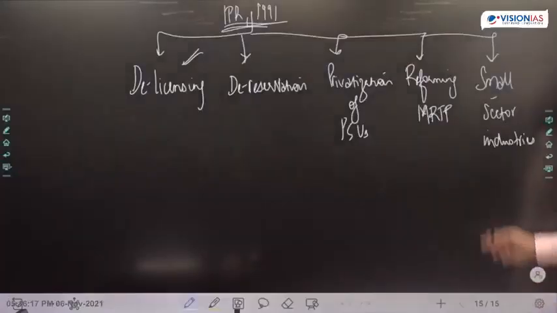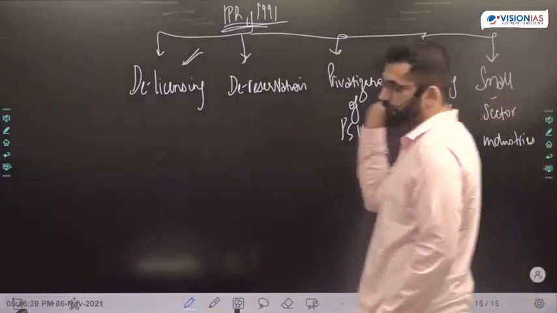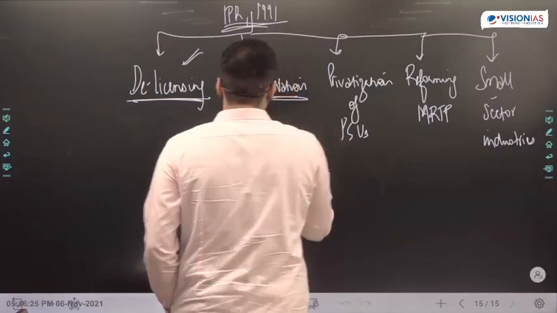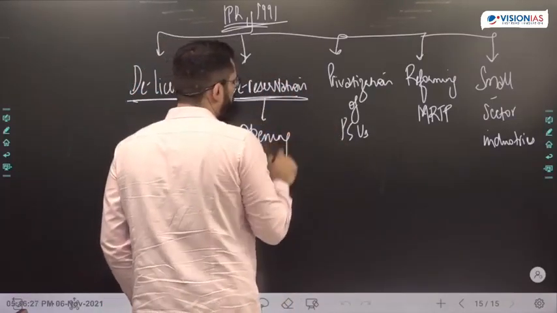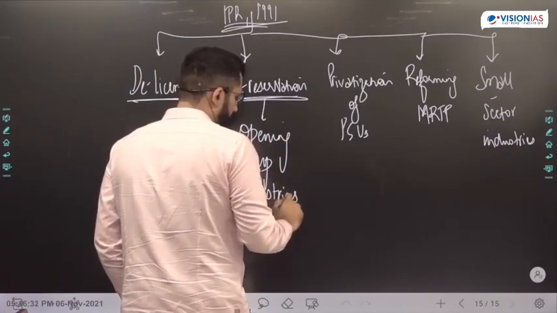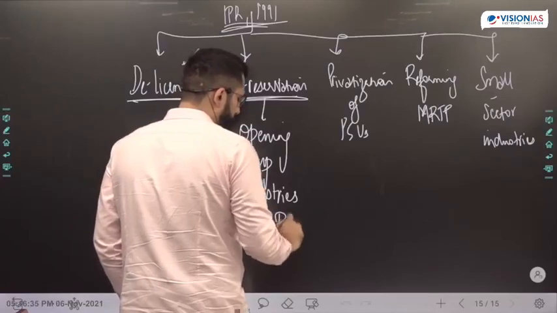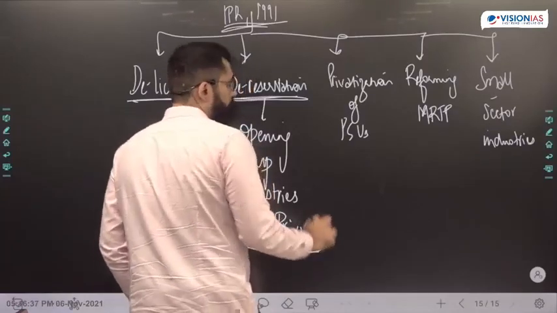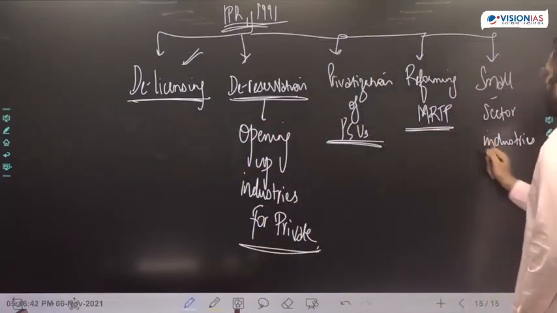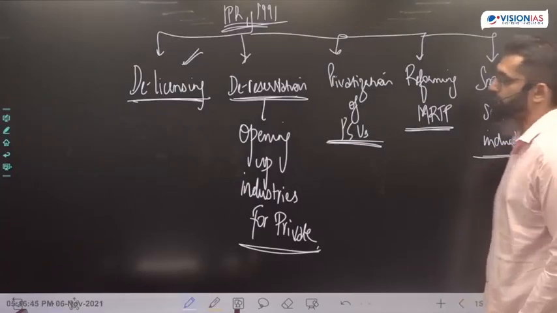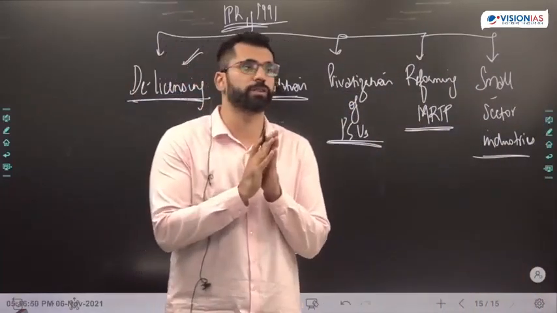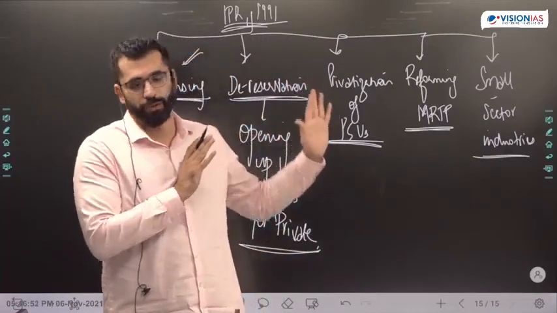And what were the reform measures? Delicensing. I'll repeat these things along with features. Delicensing, dereservation, opening up industries for the private sector. Privatization of PSUs, reducing the role of PSUs. Reforming the MRTP Act, promotion of small sector enterprises. Any doubt here? This is the complete background of your Industrial Policy Resolution, and this is what the resolution was doing. Any doubts here?